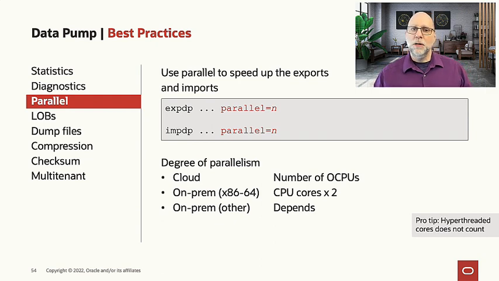And then as a side note, in Oracle Cloud terms, an OCPU is 1 hyperthread of an x86 core for the x86 architecture. So for, say, a 4 OCPU shape, you should be comfortable going to parallel 4 with data pump.